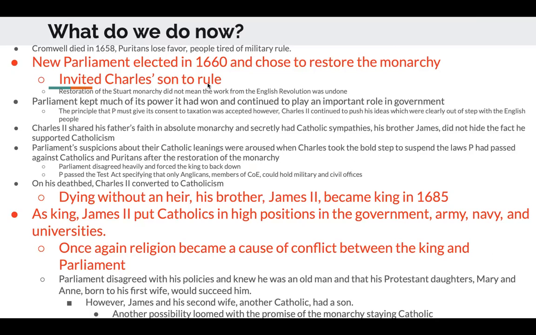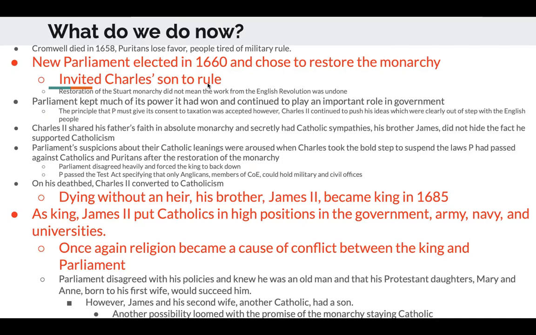The restoration of the Stuart monarchy, however, didn't mean the work of the English Revolution was undone. Parliament kept much of its power and continued to play an important role in government. The principle that Parliament must give its consent to taxation was accepted. However, Charles II continued to push his ideas that were clearly out of step with the English people.